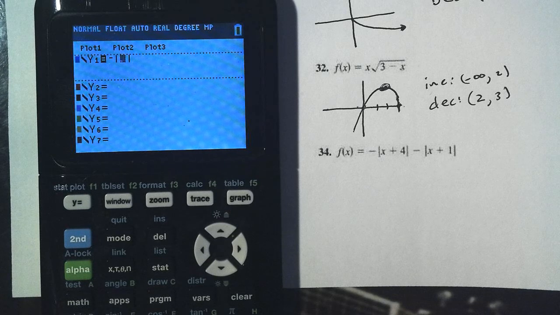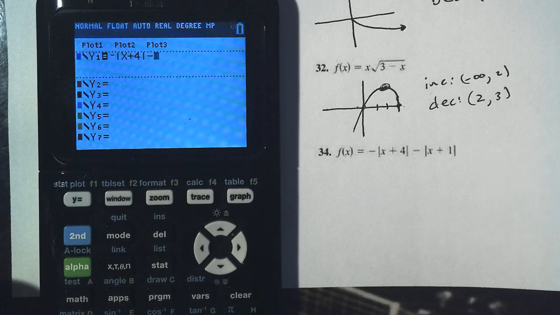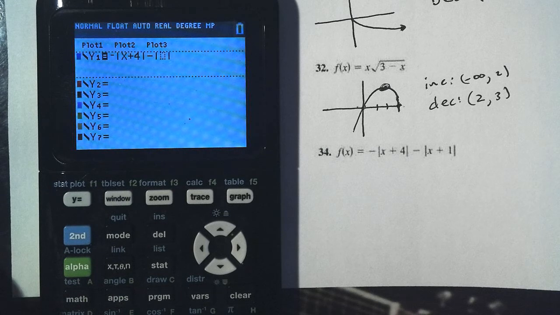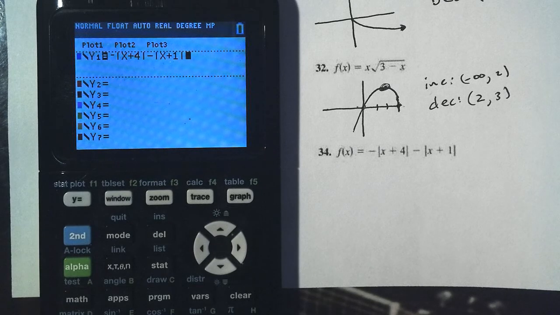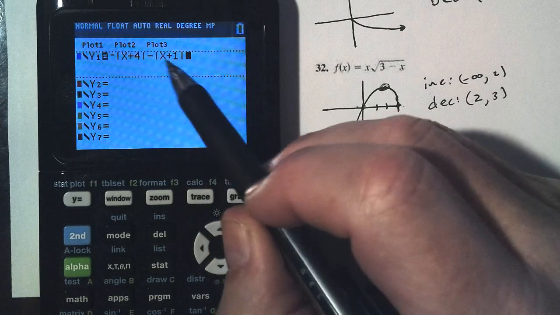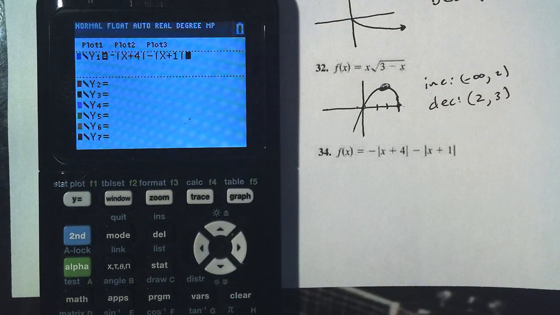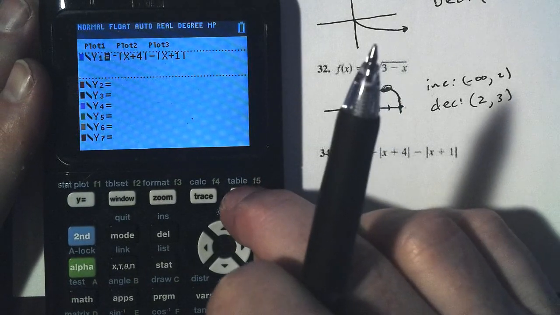We got absolute value of x plus 4. Step out of there with the cursor. Minus alpha F2, absolute value of x plus 1. Definitely would not expect us to know what the graph of that looks like. However, we should expect interesting things to happen around negative 4 and negative 1, because that's when the absolute values are 0 and they can't get any lower than 0. So let's graph that in Zoom Standard.